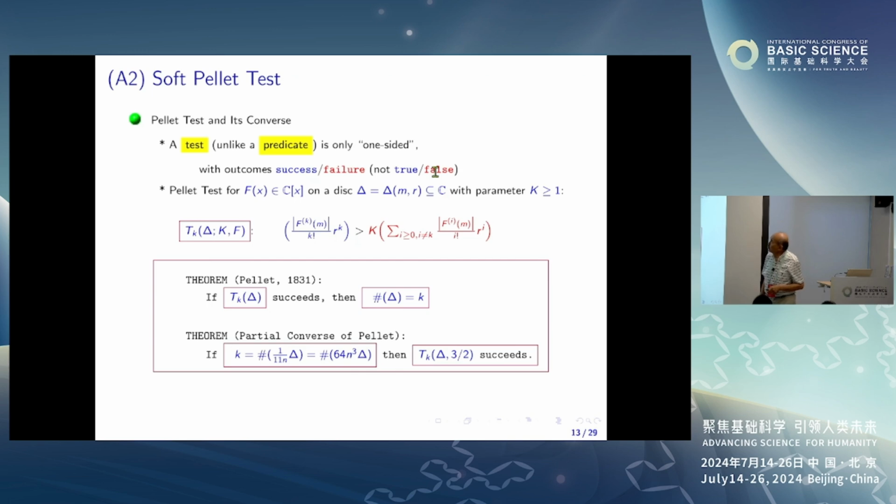And how do we locate clusters? Well, there's a very famous test called Pellet from 1831. He says, basically, I'll make it simple. If you're given a polynomial and a disk, for those of you who are familiar with this sort of thing, this is basically taking the polynomial, shifting it to the center of the circle. It's called Taylor shift.